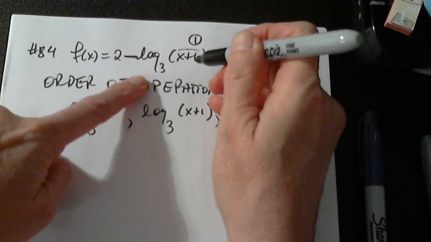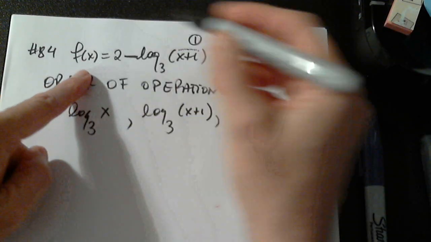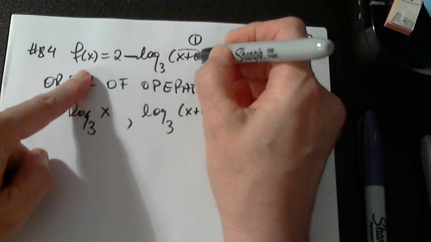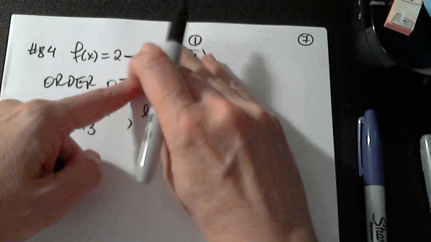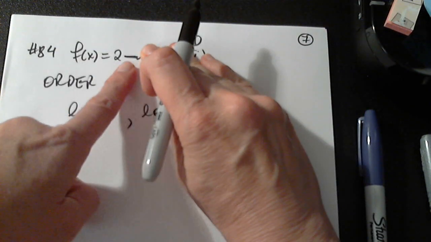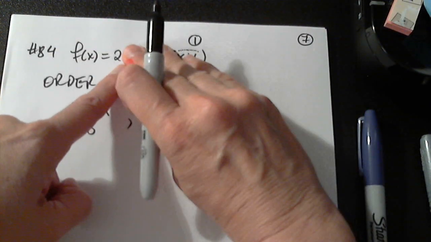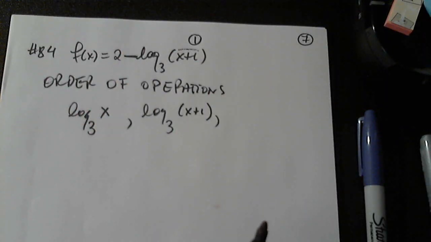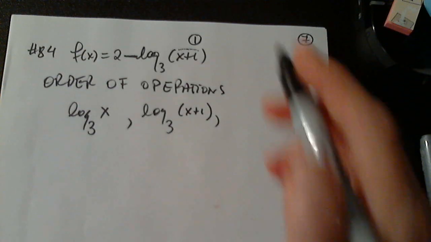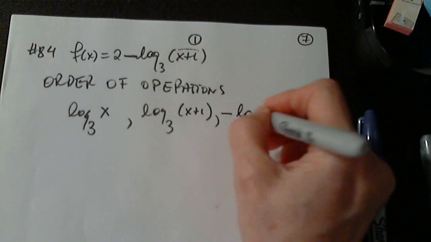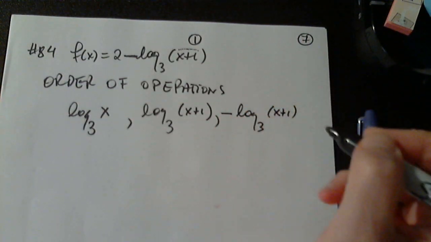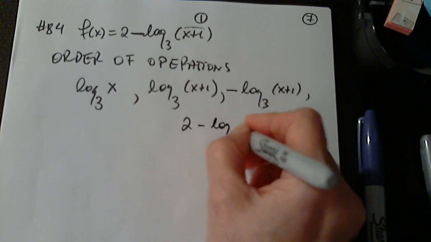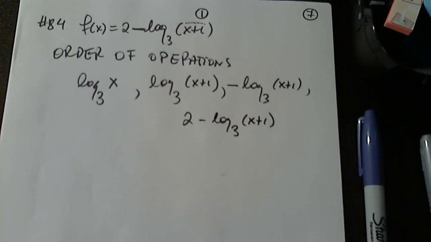You cannot do 2 minus this. No. If x is 1, or 2, whatever, if x is a number, you put the number in, you add 1. Then you apply log to this. When you're done, you multiply by -1. When you're done, you're adding 2. So this is the correct order of operations. So then the next one will be negative log base 3 of x plus 1. And finally, the last function is 2 minus log base 3 of x plus 1.